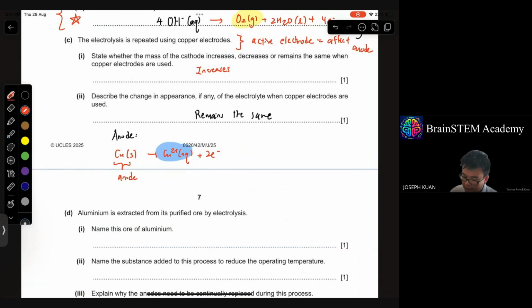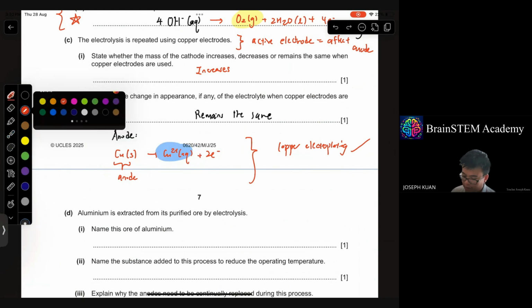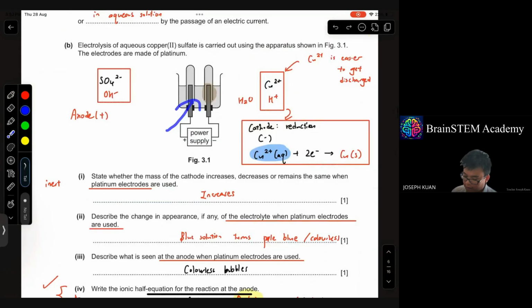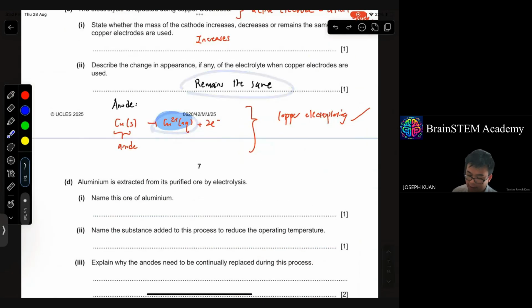In fact, this is how copper electrolysis, electroplating is carried out. You can check about it on this topic, where the usage of active electrodes allow us to make sure that the solution never runs out of the desired metal ions. So since the concentration of copper 2 ions in the solution doesn't change, this solution remains the same color.